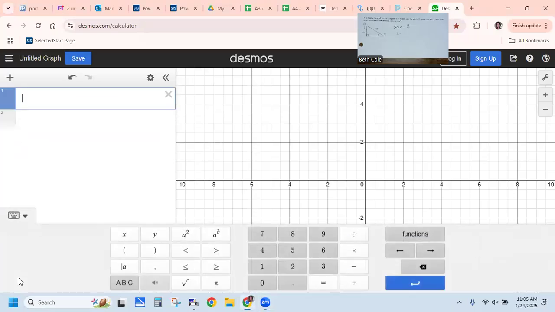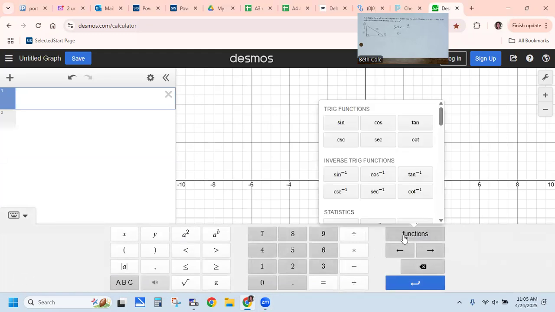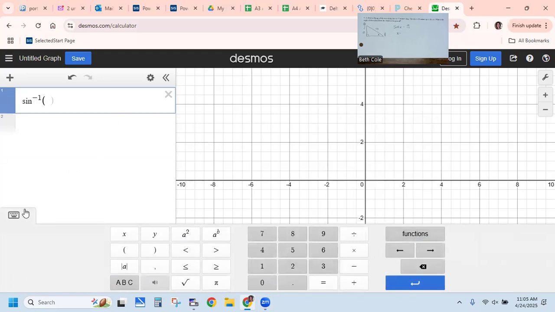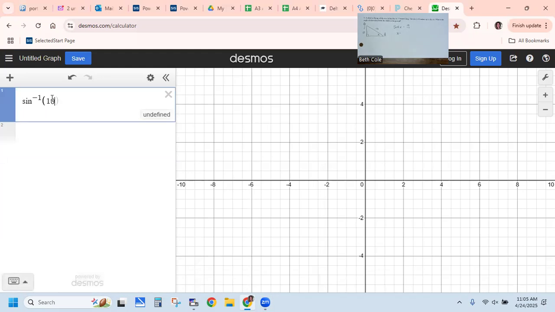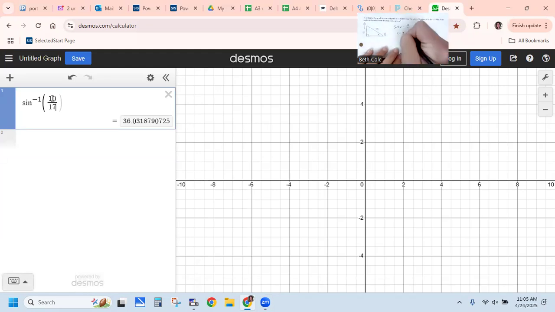sine inverse. Did you guys notice how I clear it out every time that I start a new problem? I'm in the habit of doing that so you don't get cluttered and forget what you're looking for. The sine inverse of 10 over 17 is 36.031.